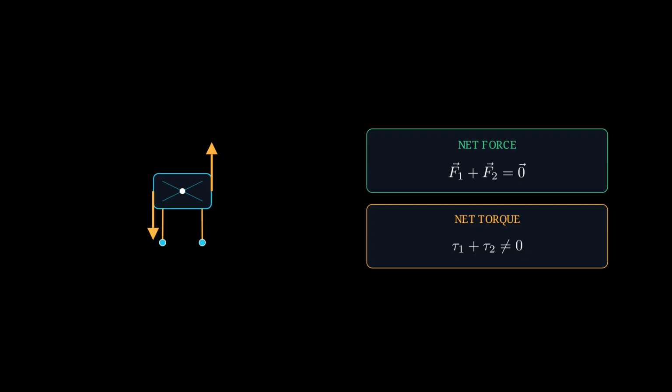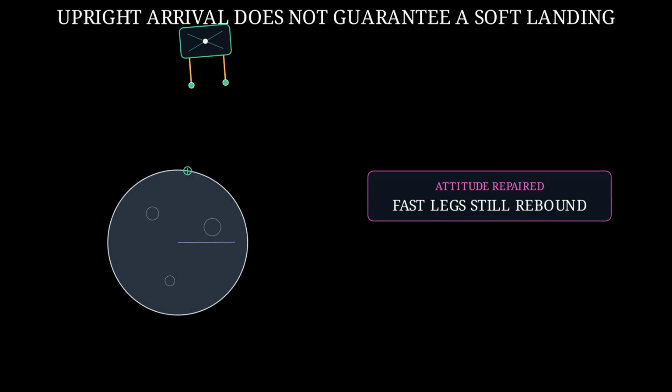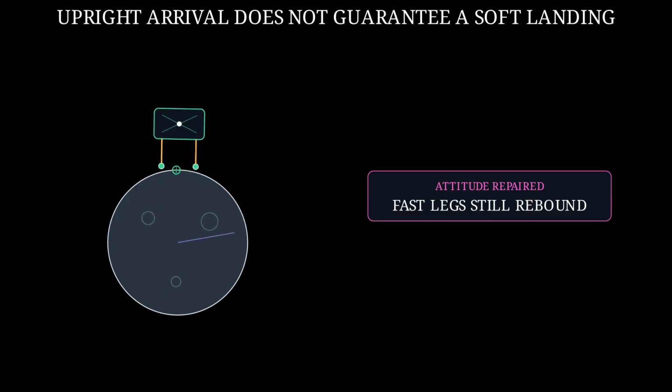A brief programmed couple removes the excess angular velocity. It aligns the chassis with the outward direction perpendicular to the local surface. The corrected lander arrives upright, but it still reaches the surface too fast in this test. Good orientation prevents the one-foot flip. It does not decide whether the legs rebound.